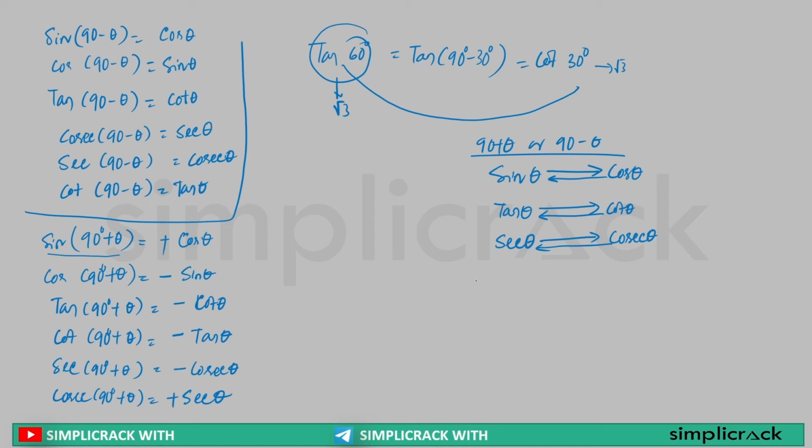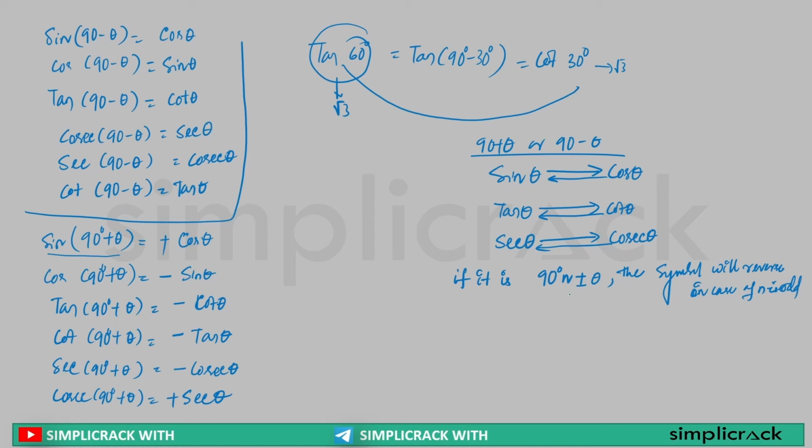Now understand this. The trick is, if it is 90 degree into n minus or plus theta, the symbol will reverse in case of n is odd.